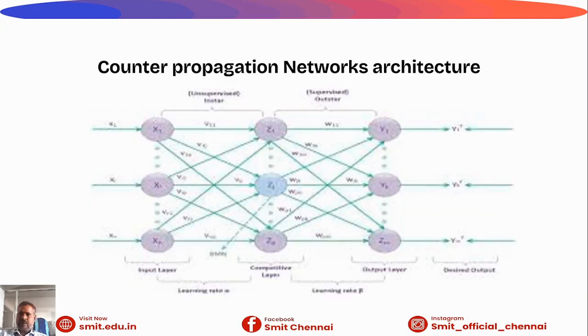Next we cover the counter propagation network. The same input vector is given to an unsupervised layer and a supervised layer, and the output is the desired output layer. Here we are dealing with three types of layers: input layer, hidden layer and output layer. The input layer is an unsupervised network and the hidden layer is a supervised network, combined with unsupervised and supervised learning to give the desired output.